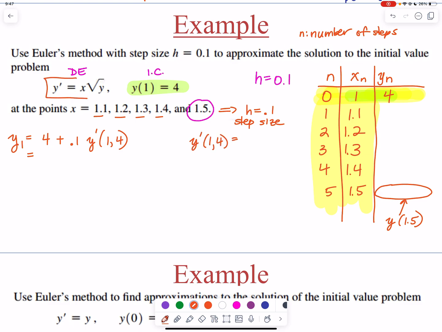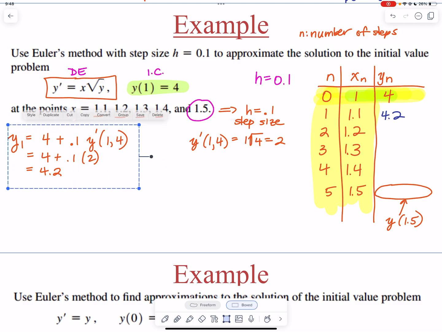So we're going to be using this y prime, and that's equal to 1 times the square root of 4, which is equal to 2. So we have 4 plus 0.1 times 2, and we go ahead and get 4.2. So that is our first value here. Let me even make that a new color, 4.2. And I will make this that same color.